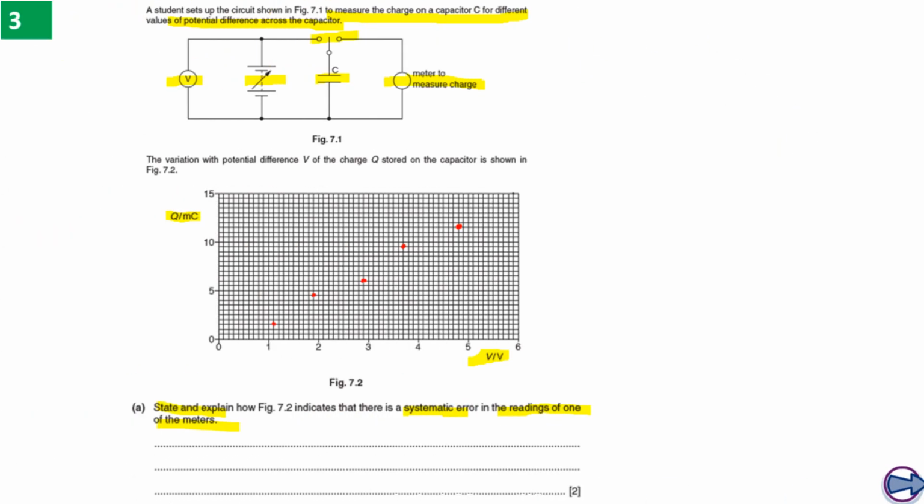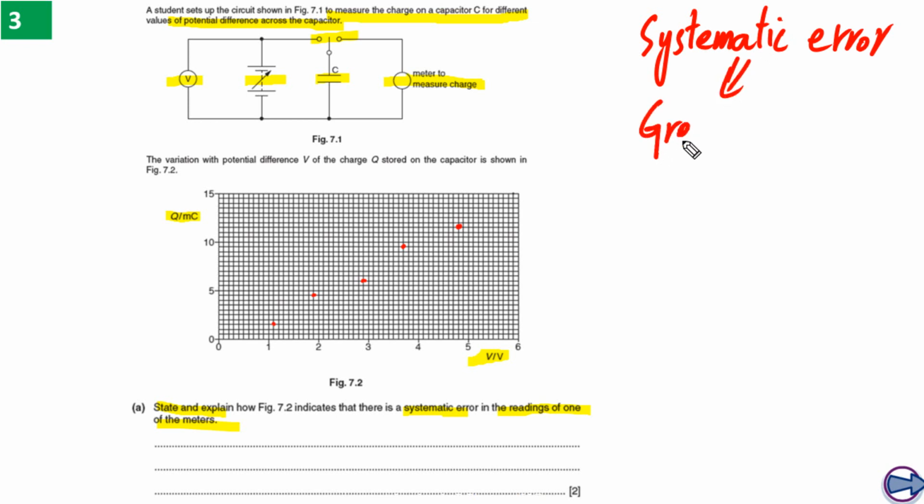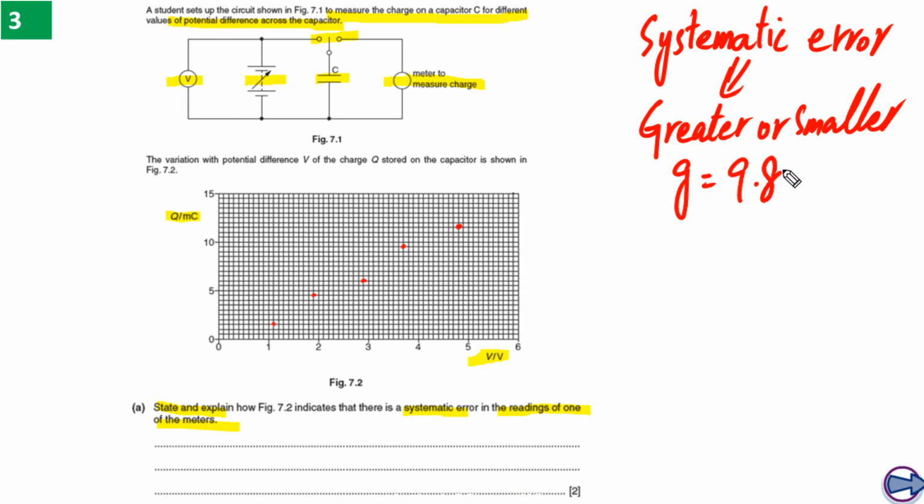First of all, we need to understand what exactly a systematic error is. Systematic error simply means that our measurements will be greater than or smaller than the actual value. For example, if we have a value of g equal to 9.81 meters per second squared, and this is the actual value, and we got measurements like 9.2, then 9.1, again 9.3, and let's say 9.0.